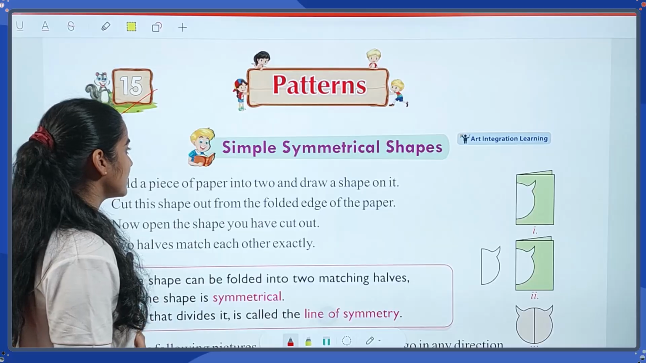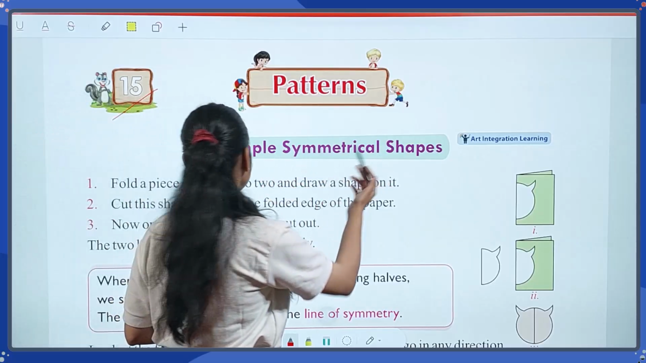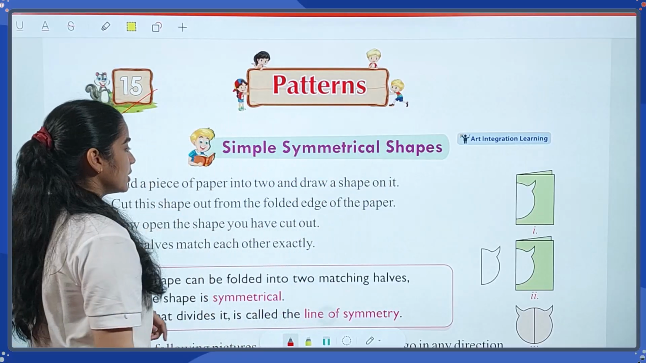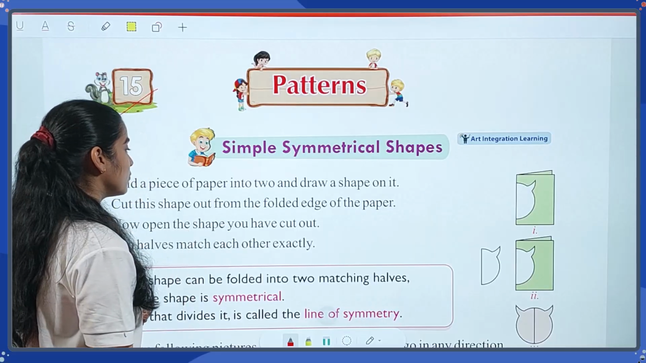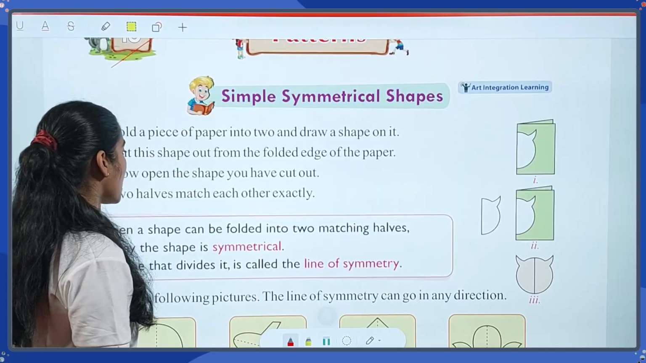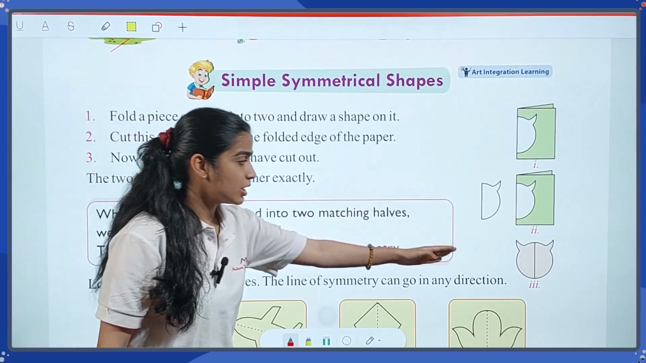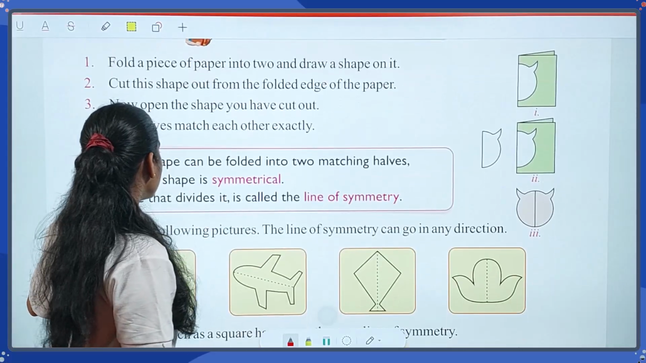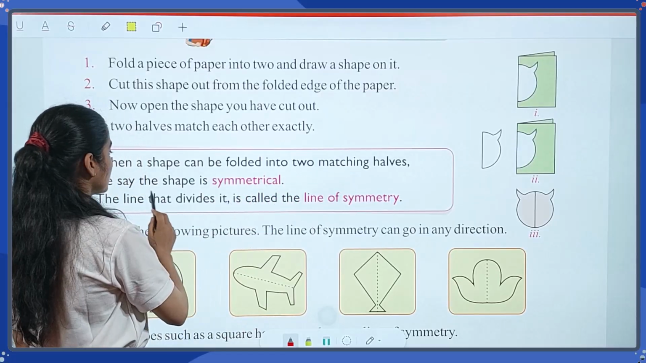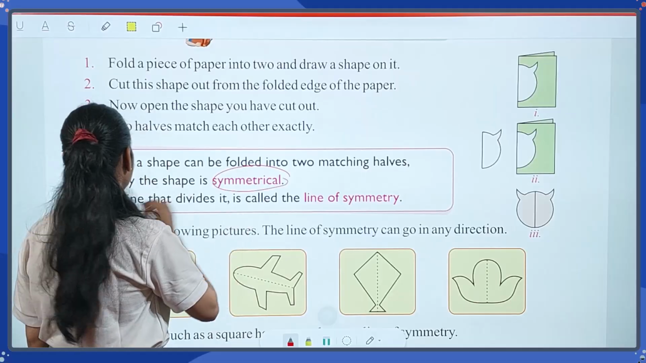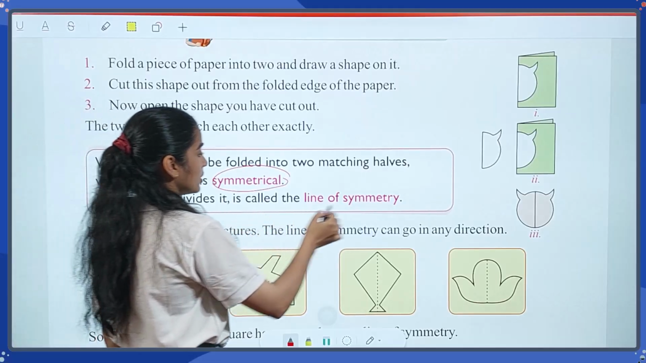So let's understand this with some symmetrical shapes. Fold a piece of paper into two and draw a shape on it. Cut this shape out from the folded edge of the paper. Now open the shape, and you will find a shape like this. When a shape can be folded into two matching halves, we say the shape is symmetrical. The line that divides it is called the line of symmetry.